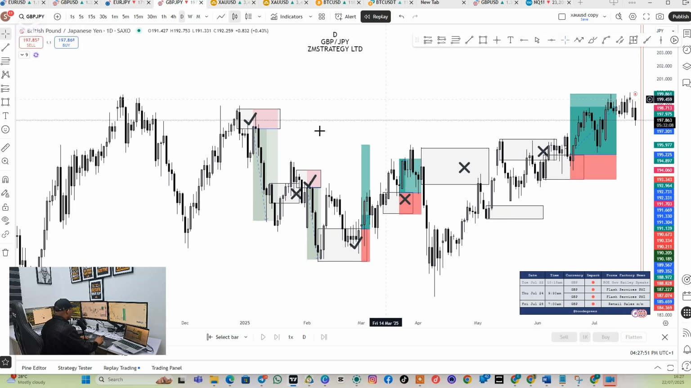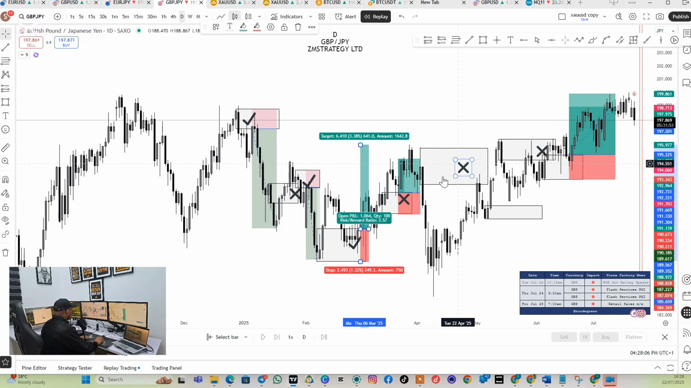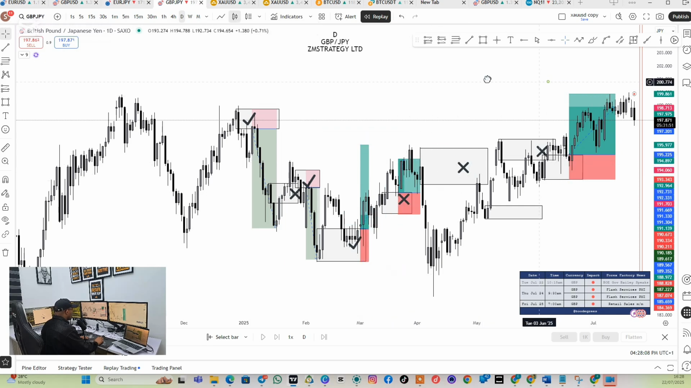So this one gives us like 1:5. This one is stop loss. This one gives us 1:5 too. This one gives us 1:2.7. This one gives us stop. You can see that at the end of it we are profitable.